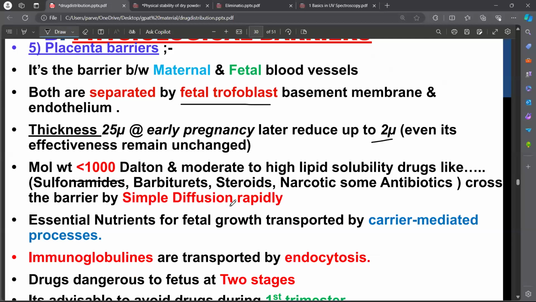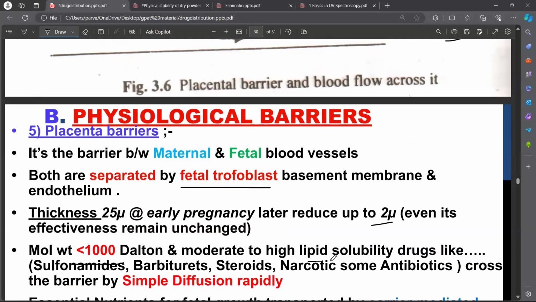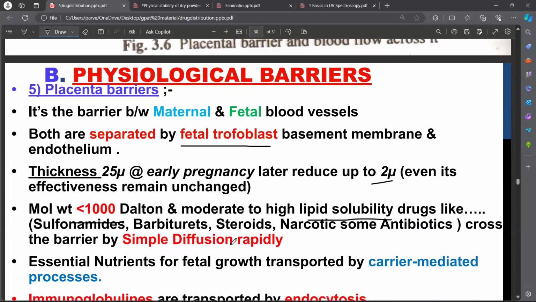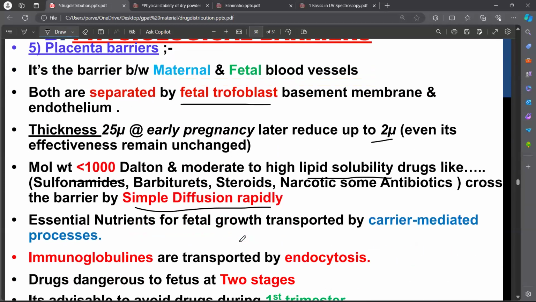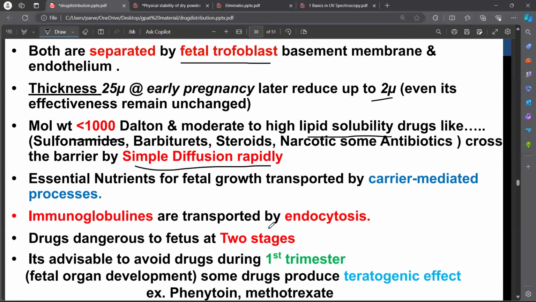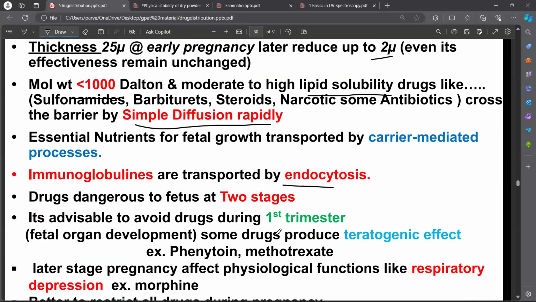Drugs with molecular weight less than 1,000 and moderate to highly lipid soluble, like sulfonamides, can cross by simple diffusion easily. That's why sulfonamides, barbiturates, steroids, and antibiotics are not used during pregnancy. Some essential nutrients for fetal growth are transported by carrier-mediated transport, and immunoglobulins are transported by endocytosis.